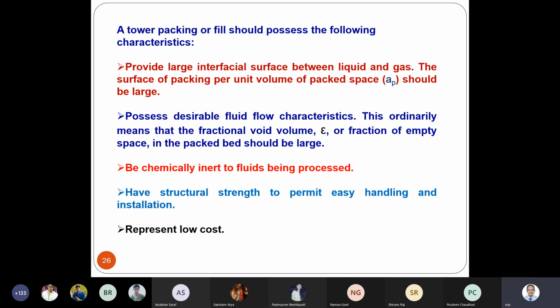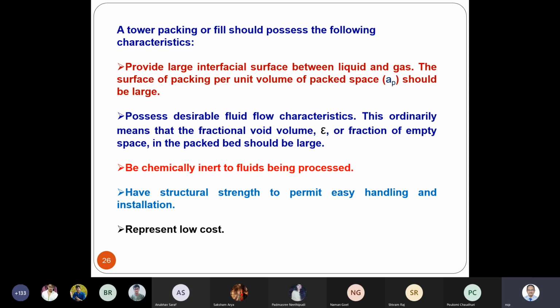And as always for anything, that material should be less costly, right? Obviously, everywhere, engineers or whoever you are, we have to minimize the cost. So always you have to go for the lowest cost material. So in that way, right?